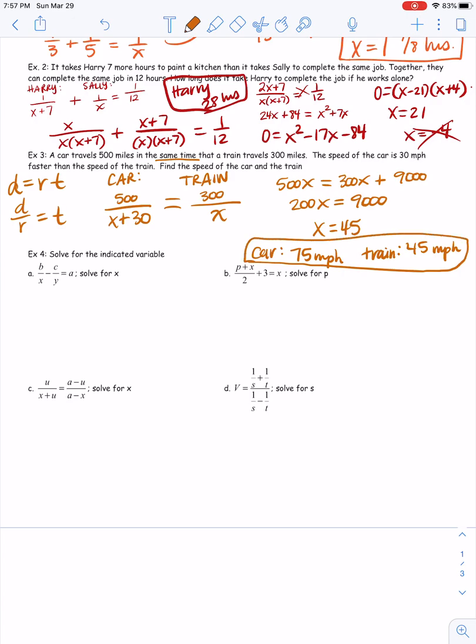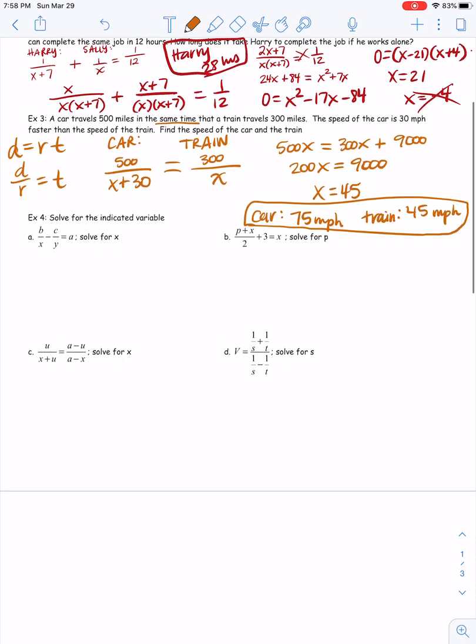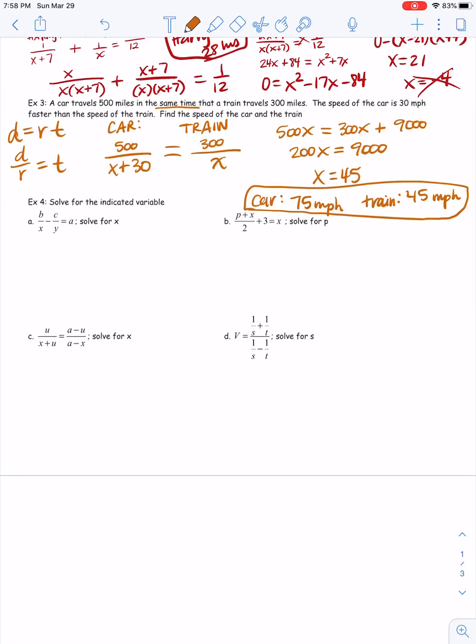You want to make sure that you're answering the question. You want to make sure that your answer is realistic. All right, so those are your word problems. Remember those formulas, distance equals rate times time, or distance over rate equals time. The work is rate times time, or work over time equals rate. Those are the two main ones that we use for these rational equations.